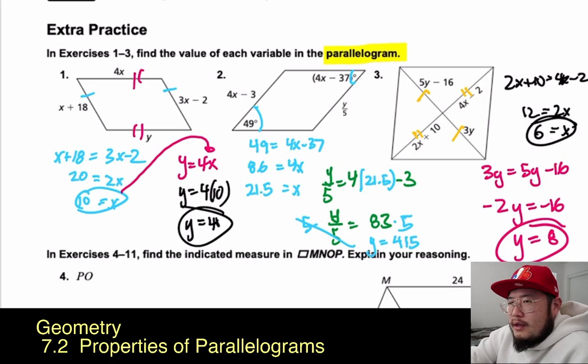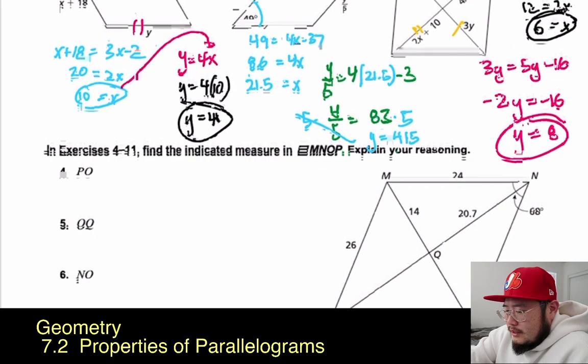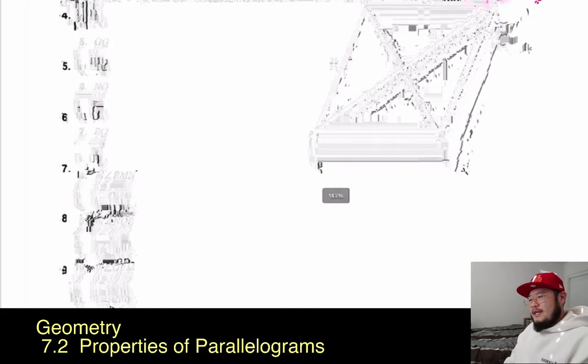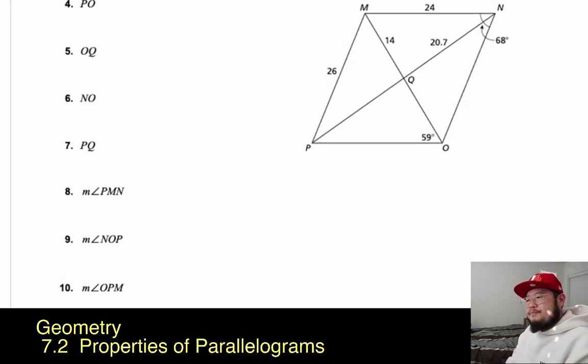For our last one, we have 11 different problems or examples to look at right here. We have a parallelogram, and we are going to need to explain our reasoning on why we chose our answer for each. Okay, so let's see if we can do that right here.